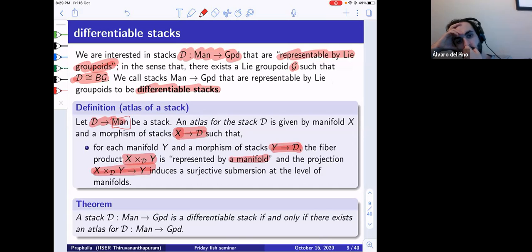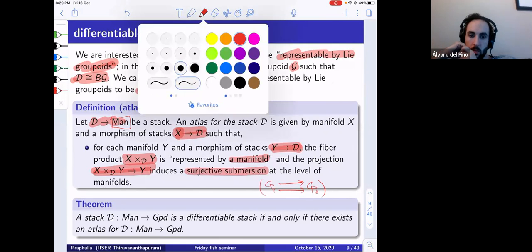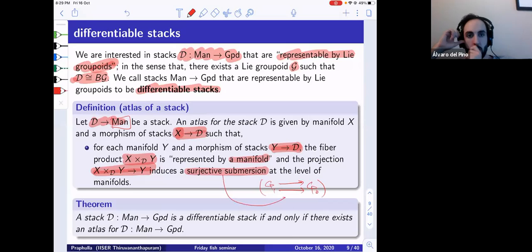This will ensure that if I start with an atlas, I can associate a Lie groupoid. If you recall, for a Lie groupoid, you want the source and target maps to be surjective submersions. So this is where I use that this map is a surjective submersion. This will be reflected in proving that these two maps are surjective submersions.